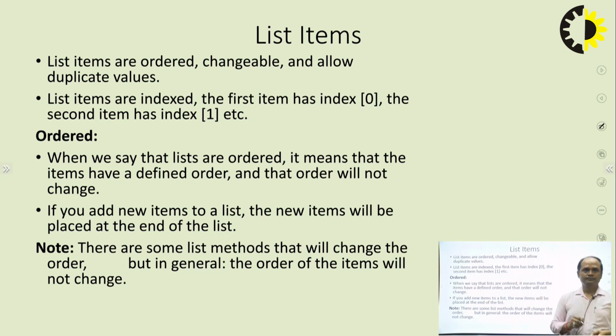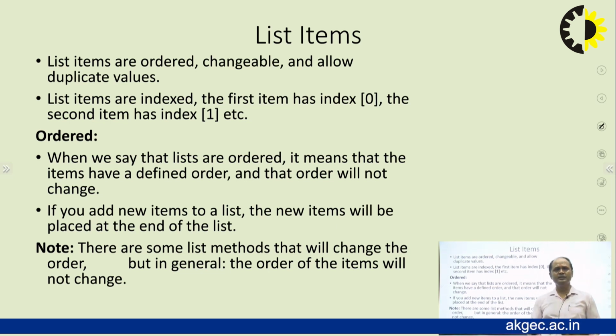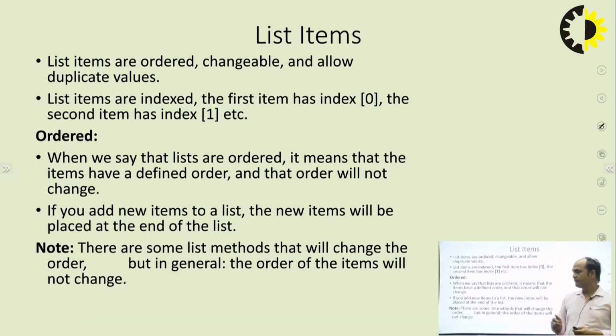What do you mean by ordered? Ordered means items are defined in an order, and that order will not change. Suppose we use increasing order, decreasing order, or alphabetical order. If you add a new data item to a list, the new item will be placed at the end of the list. There are some list methods that will change the order, but in general the order of the items will not change.